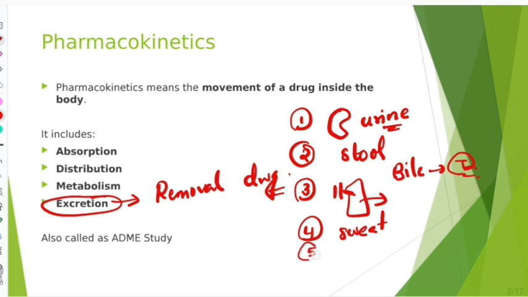പിന്നെ അനദർ റൂട്ട്, സലൈവ, നമ്മുടെ തുപ്പൽ, റൈറ്റ്? സലൈവ വഴിയും ചില ഡ്രഗ്സ് പുറത്തേക്ക് പോകാറുണ്ട്. എക്സാമ്പിൾ, some drugs they will enter saliva, right? And the person can spit it out. Example, metronidazole. Metronidazole, it can cause metallic taste once it reaches the saliva.